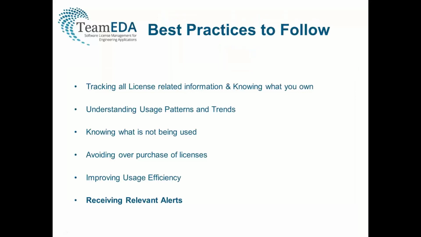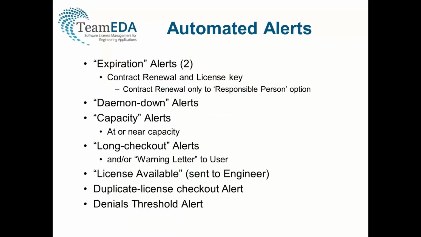Right? The next best practice to follow is receiving relevant alerts. LAMUM gives you numerous automated alerts. One is an expiration alert. It helps you get notified if a contract is going to expire or a license key is going to expire. It will send a notification to the responsible person or any email that you want.